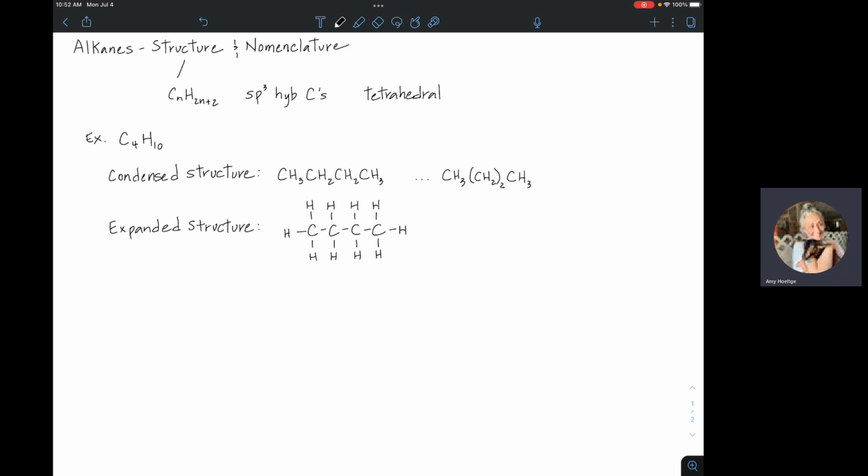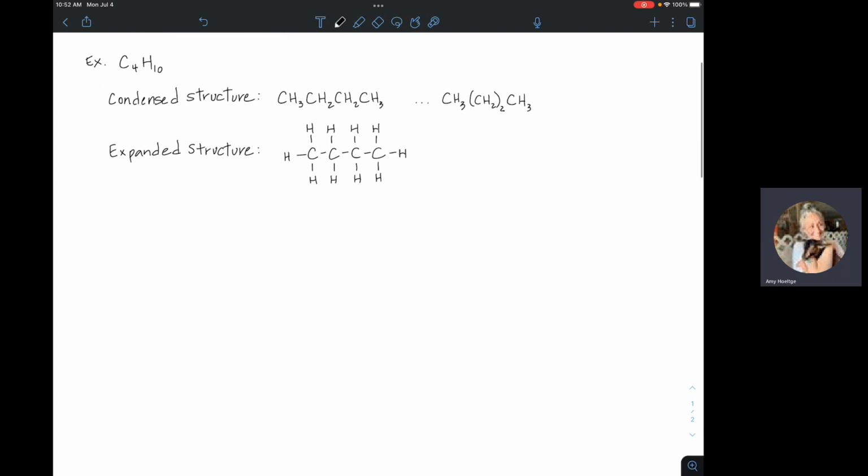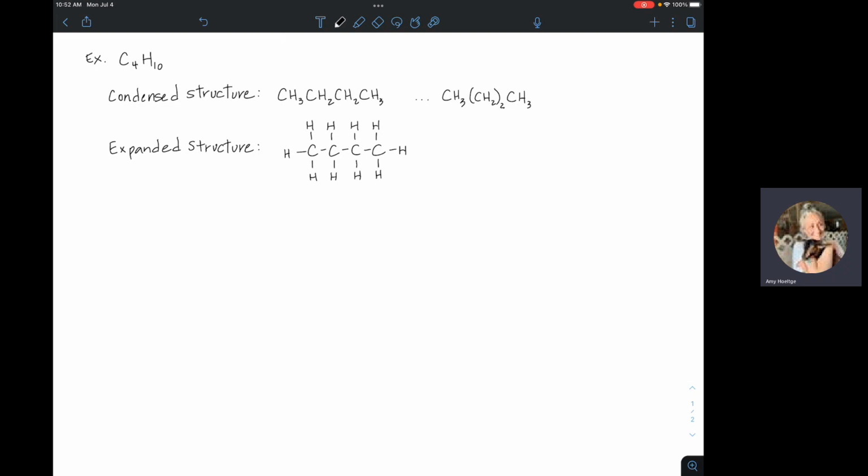So pay attention to this terminology as I'm going through it, because I'm emphasizing these words for a reason. These little CH2s in here are called methylenes. So when I just casually refer to the methylene at a certain position, you know what I'm talking about, right? And those end carbons are called methyl groups.